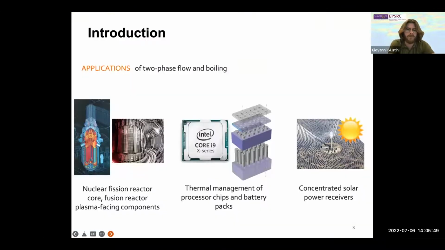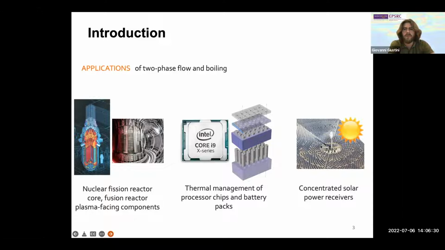So a little bit of introduction. First of all, why two-phase flow and why boiling, and what are the applications of boiling? Where do we find boiling? A couple of obvious examples are from the energy sector, both nuclear fission and nuclear fusion. Most of the nuclear reactors currently operating in the world are water-cooled reactors, and in these kinds of reactors, water undergoes boiling, especially in the reactor core, even for reactor designs where there is no direct generation of vapor in the reactor core.